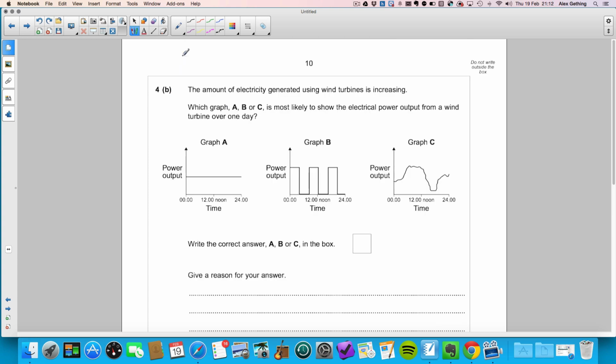B, the amount of electricity generated using wind turbines is increasing. Which graph, A, B or C, is most likely to show the electrical power output from a wind turbine over one day? So there's the time from midnight to midnight. So is the power output going to stay the same? Is the power output going to be flat out, non-existent, same, non-existent, same, non-existent? Or is it going to be varying throughout the day as the wind changes? Okay, and hopefully you're looking at that and you're going to put C is the answer, because it's clear that the wind is just going to be very variable throughout the day.